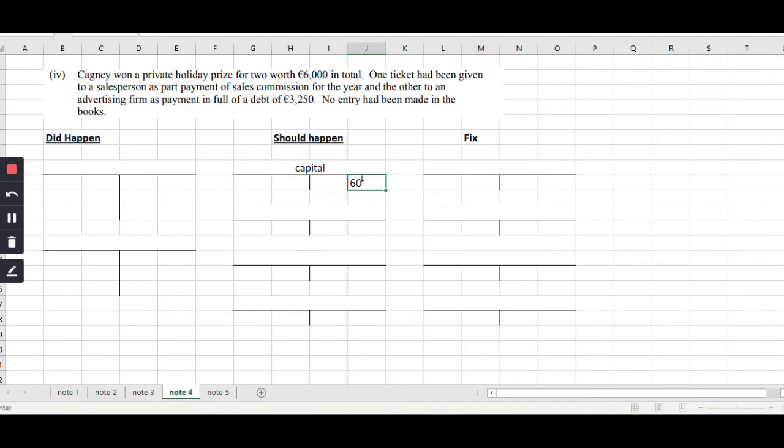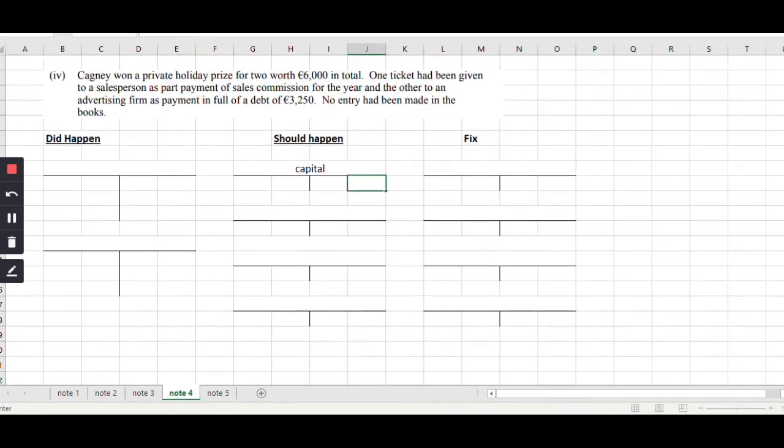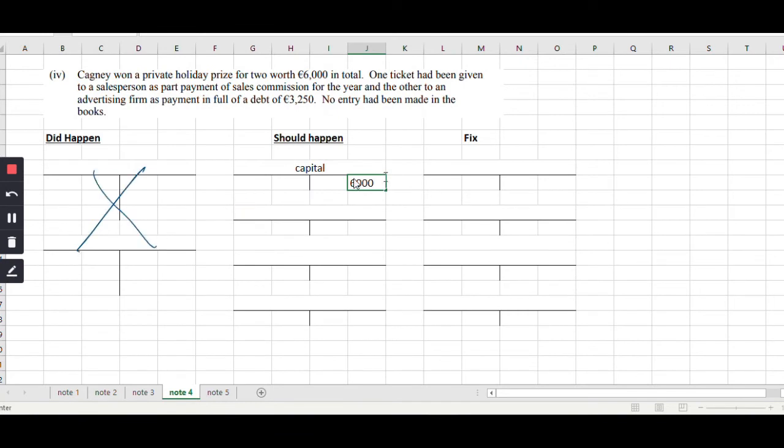Cagney put €6,000 into the business. Again, there's no entry made in the books, so we have no did column, and we have no fixed column. We just have a should column because there's no entry made in the books. So 6,000 is capital introduced.